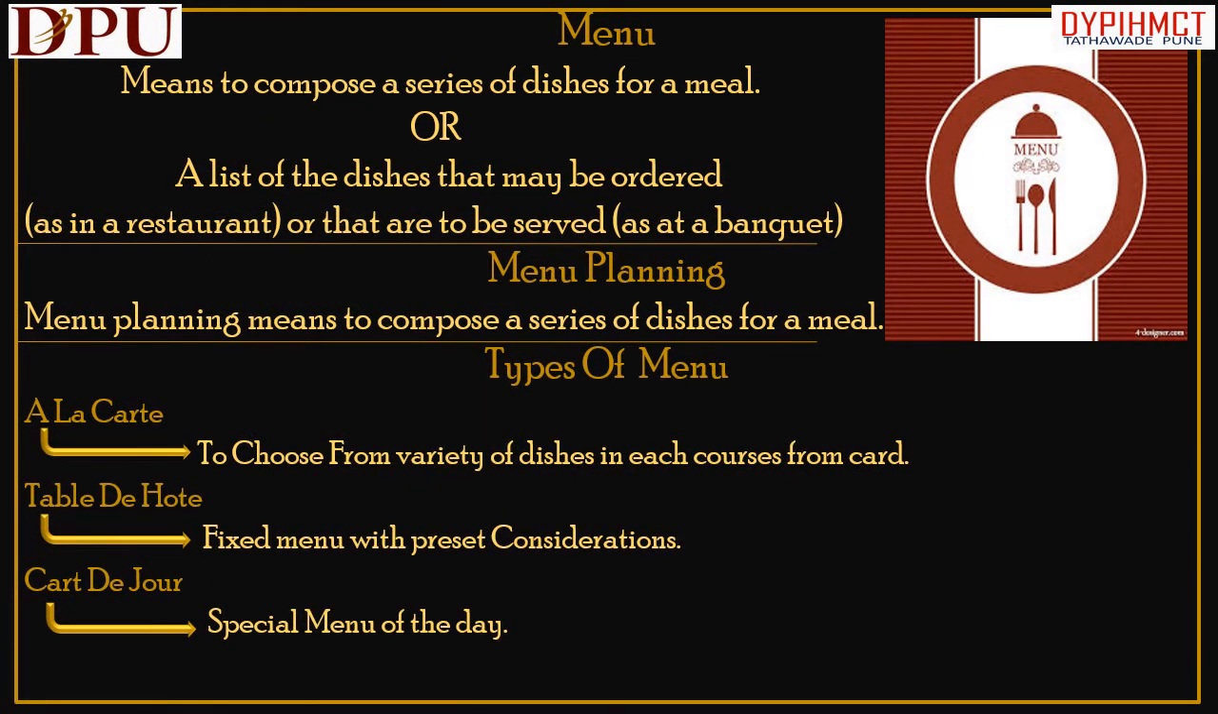Let us now see what is the menu. The menu means a list of composed series of dishes for a meal, or it is a list of the dishes that may be ordered in a restaurant or that are to be served at a banquet. Let us see the menu planning. Menu planning means to compose a series of dishes for a meal. There are a few basic types of menu, those are as follows.